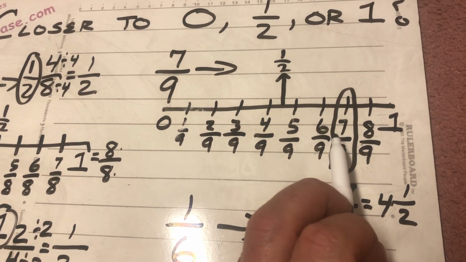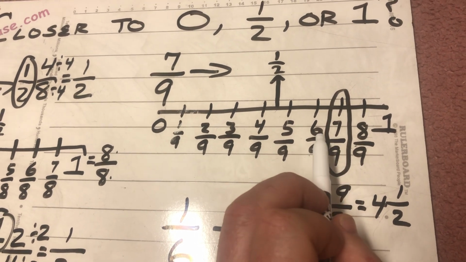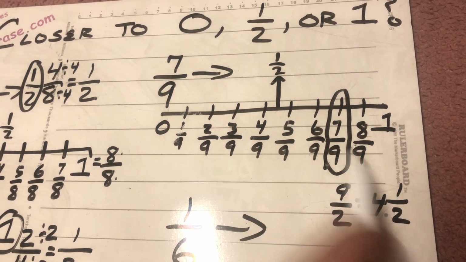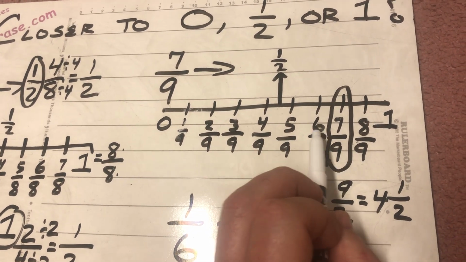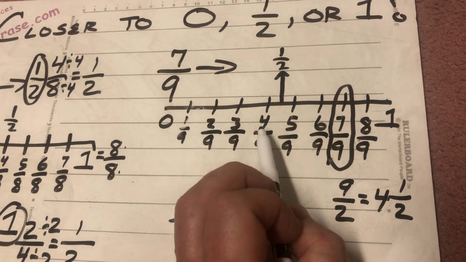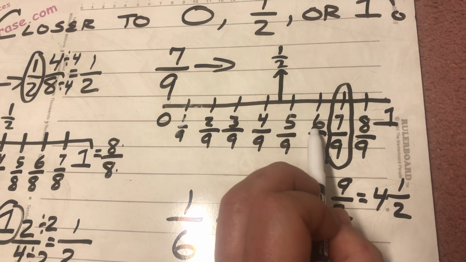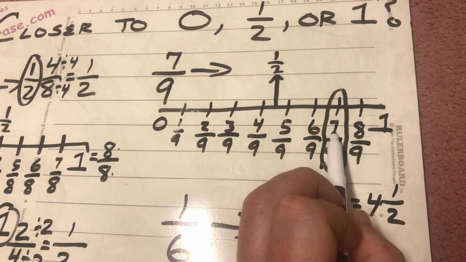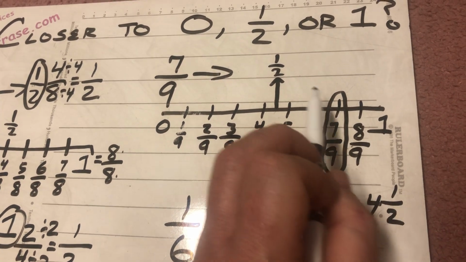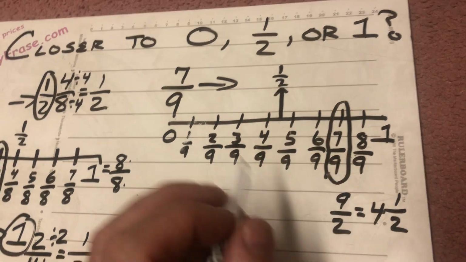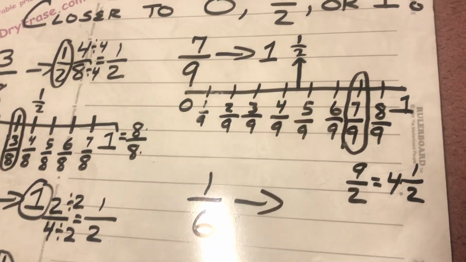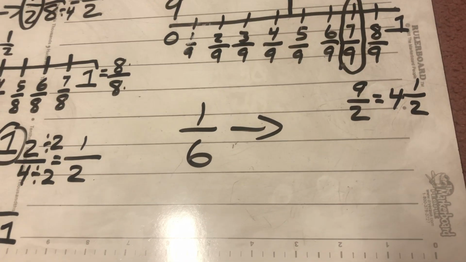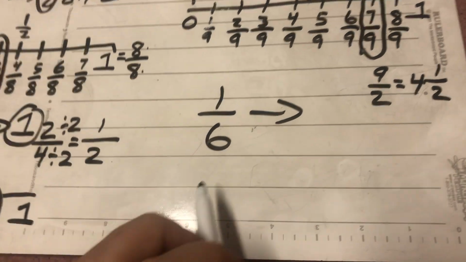So when I look at how far it is, I am 1 step, 2 steps, and then a half a step away from 1/2. So it's like 1, 2, 2.5, because if I take that third step, I'm all the way down to 4/9. So I'm 1, 2, 2.5 steps away from 1/2. And I'm 1, 2 steps away from 1. So 7/9 is definitely closer to 1. That's my final answer.